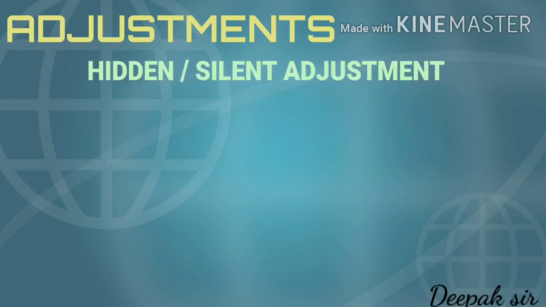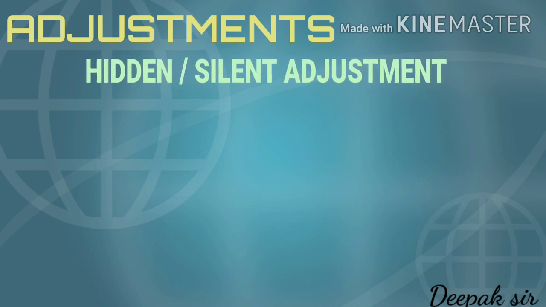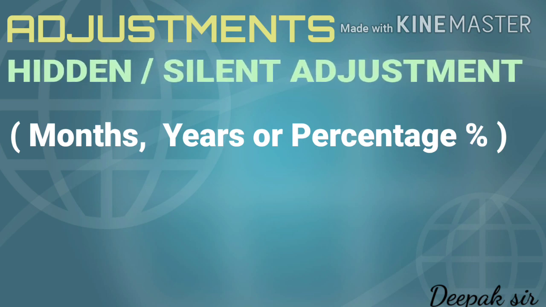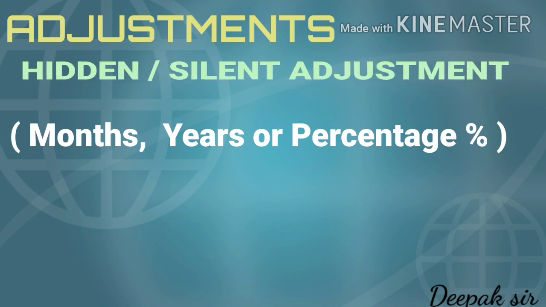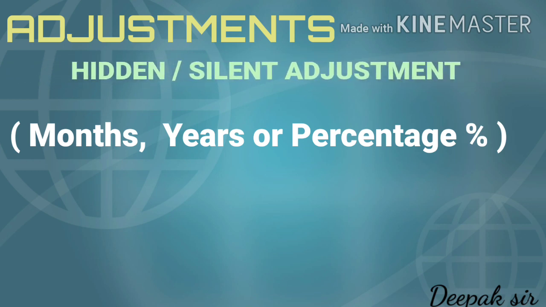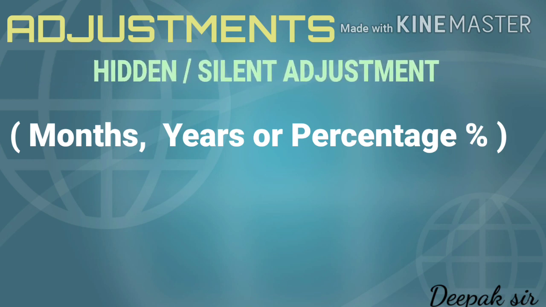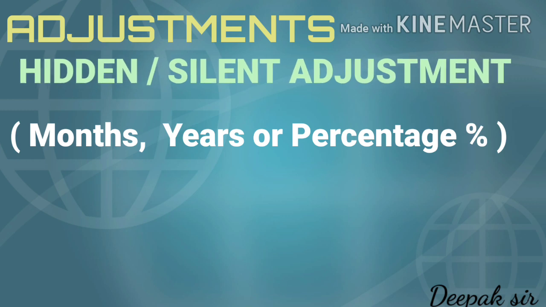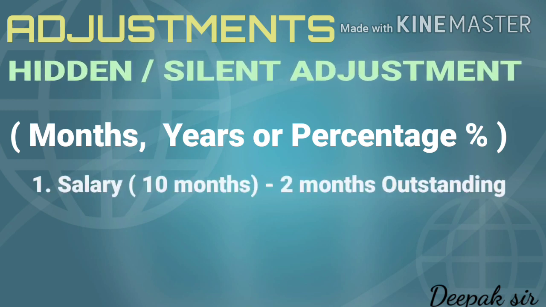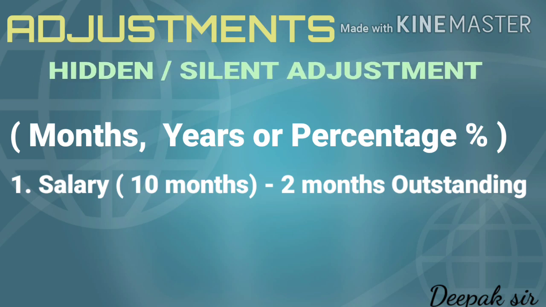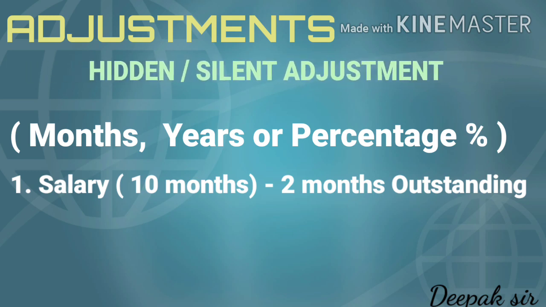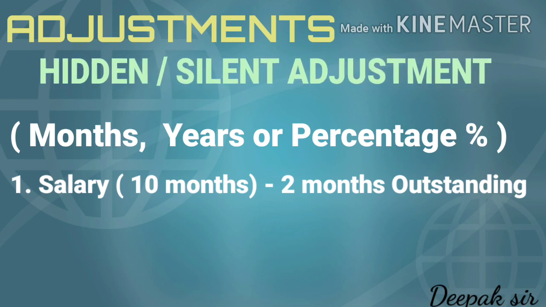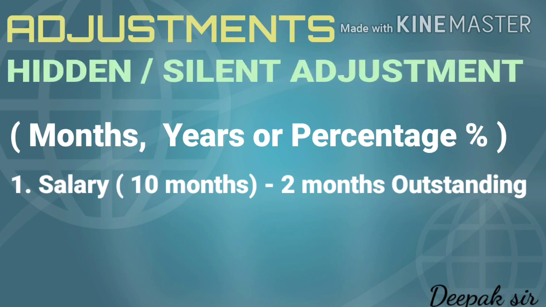Now in the trial balance, if along with the account, months are given, percentage is given, or year is given, then that will be called a hidden adjustment. For example, along with the salary, if in the bracket it is given for 10 months, that means the salary is only paid for 10 months and 2 months salary is outstanding. So this was an example of months given in the bracket.